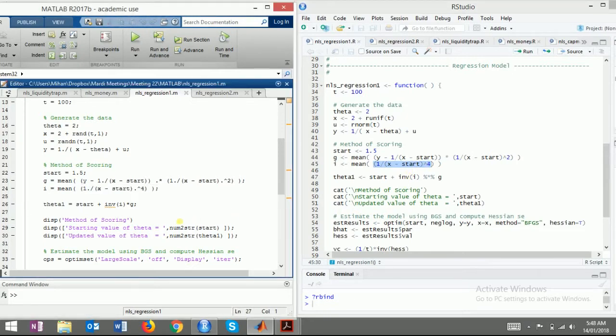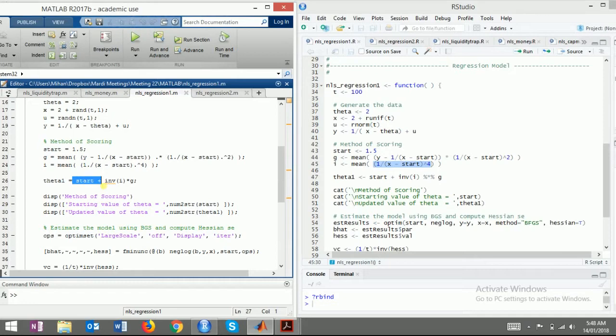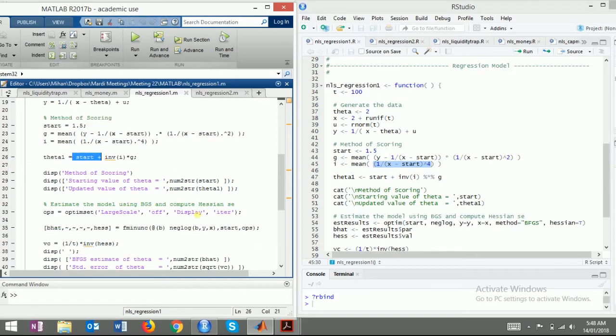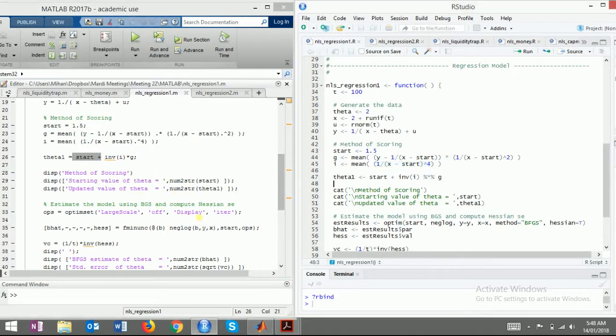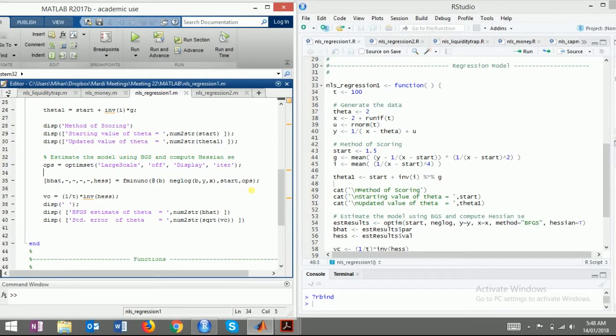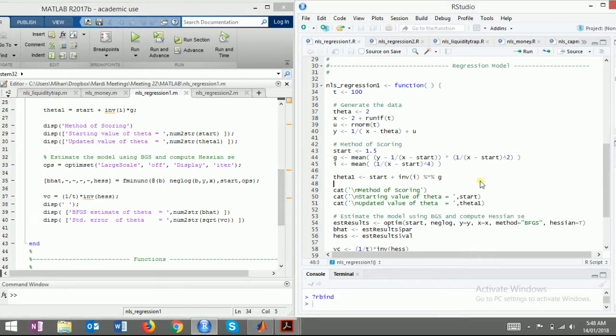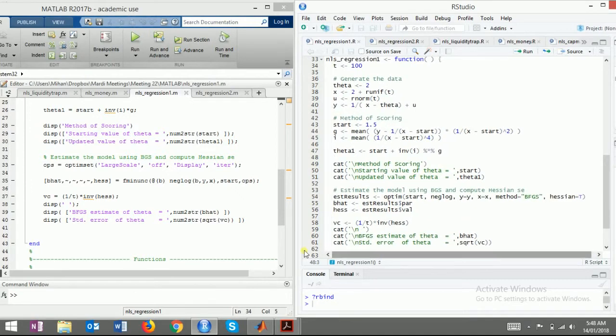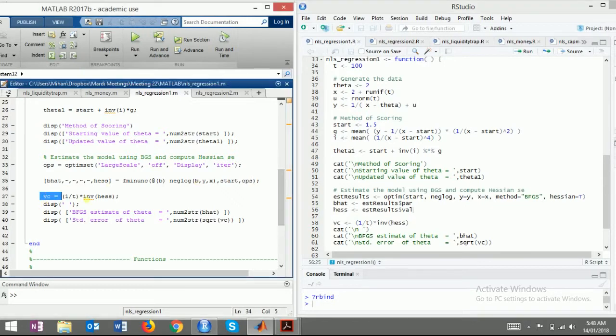Okay, theta 1 is the initial value, theta naught, plus gradient divided by the information matrix that we have just seen. It's a method of squaring: starting value of theta, updated value of theta. Fine. Estimate the model using BFGS and compute the Hessian. This time we just need to run the optimization by calling the function, and we need beta hat and the Hessian, and then we have the variance covariance matrix, which is the inverse of the Hessian divided by T.